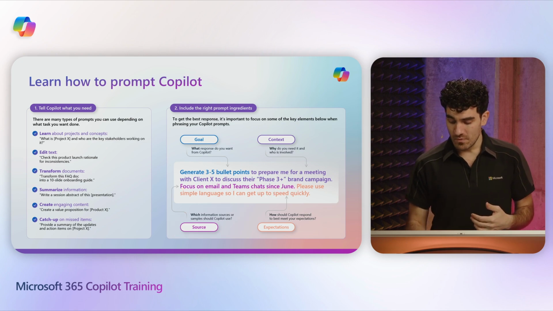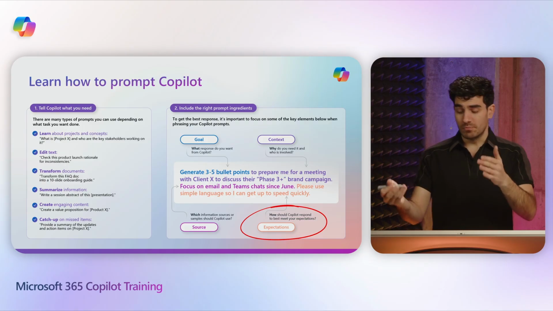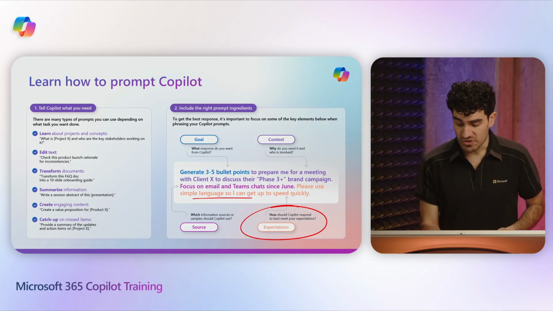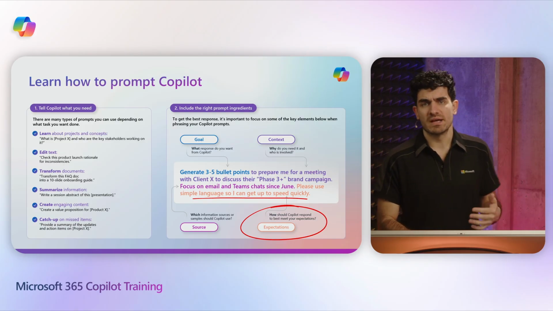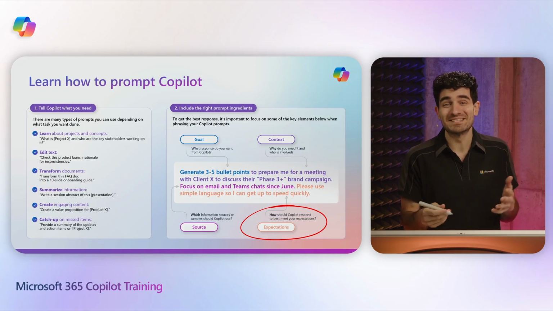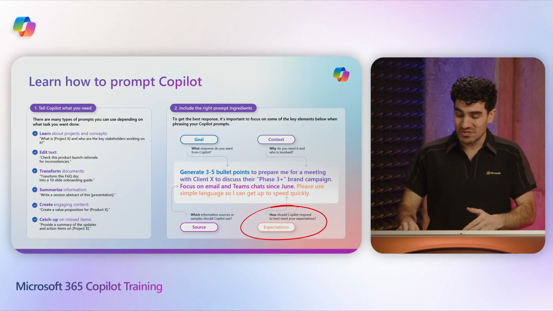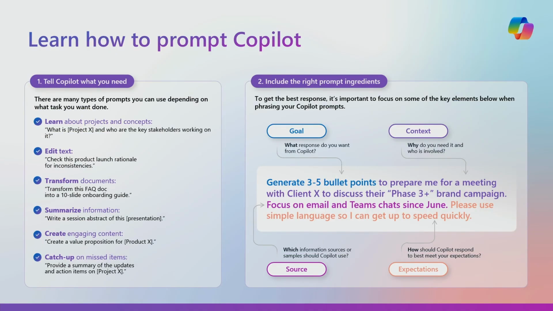And finally, we also want to set proper expectations. Like, for example, please use simple language so I can get up to speed quickly, or explain this to me as if I am a child, or explain it to me as if you were a pirate. Whatever it is, these expectations help Copilot give you better responses. All of these elements: goal, context, sources, and expectations are the ingredients to make an effective Copilot prompt.